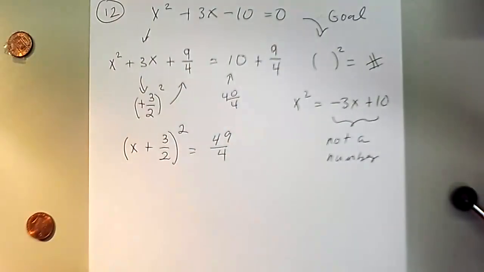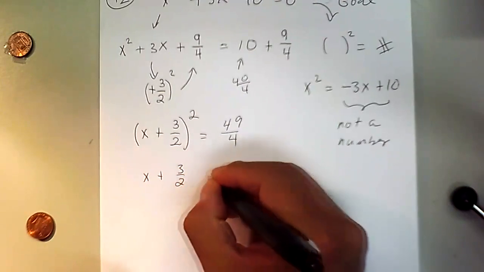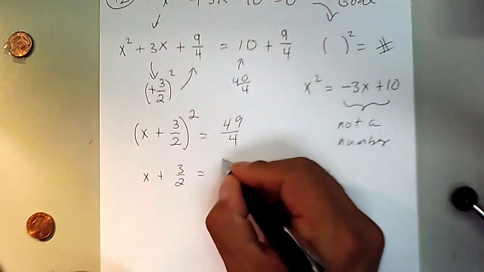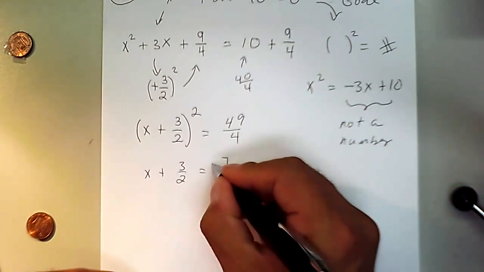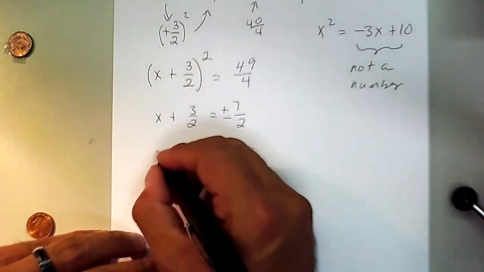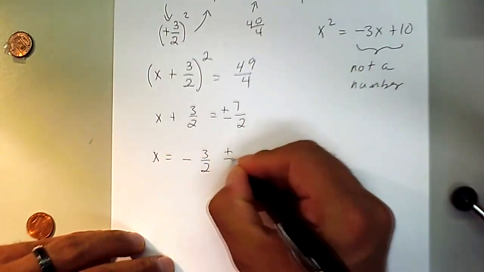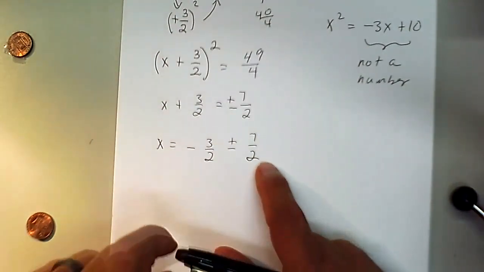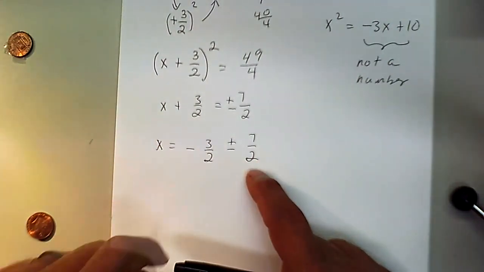Okay. So x plus 3 over 2, we take the square root. Now, the square root of 49 is 7. The square root of 4 is 2. Since we're taking the square root, we have to take into account plus or minus. And this means that x is equal to the opposite of 3 over 2, plus or minus 7 over 2. Now, this is not the simplest form because we could combine those numbers, especially since they have the same denominator already.